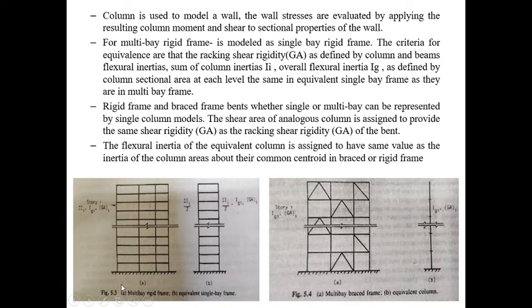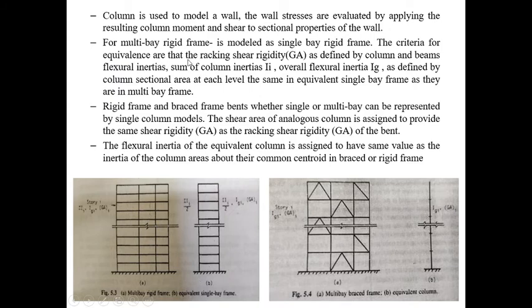Then suppose you have a multi-bay rigid frame. This is the rigid frame shown. It is multi-bay, that is, this is one bay, second bay, third bay. Many bays are there, and they can be represented in the model by a single bay. You can see here a single bay rigid frame is shown. For this representation, the criteria for equivalence is what you have to follow.